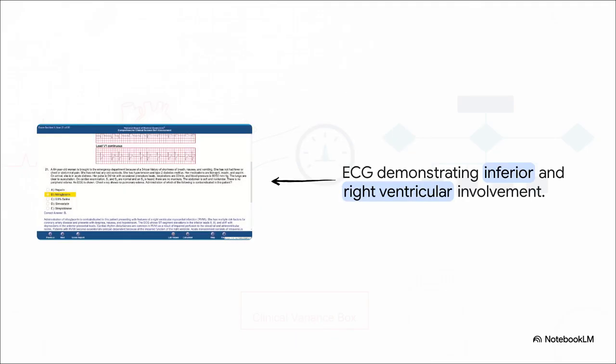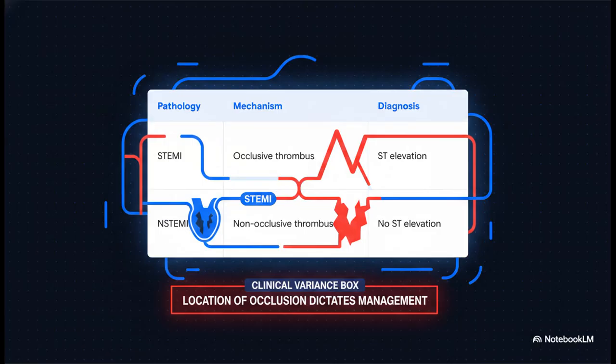Well, this perfectly highlights the trap we're talking about. Look at this data. This isn't just a standard inferior MI. We actually have right ventricular involvement here. And giving nitroglycerin to a patient with a right ventricular infarct literally triggers catastrophic hemodynamic collapse. The choice architecture in this scenario means you have to completely abandon that standard nitrate pathway. To really grasp why this happens, we need to quickly zoom out and map the pathophysiology. We have to differentiate transmural STEMI occlusions, which involve an acute plaque rupture with a fully occlusive thrombus, from the non-occlusive subendocardial ischemia of an NSTEMI. Both obviously require immediate action, but the precise location of that occlusion dictates absolutely everything we do next.